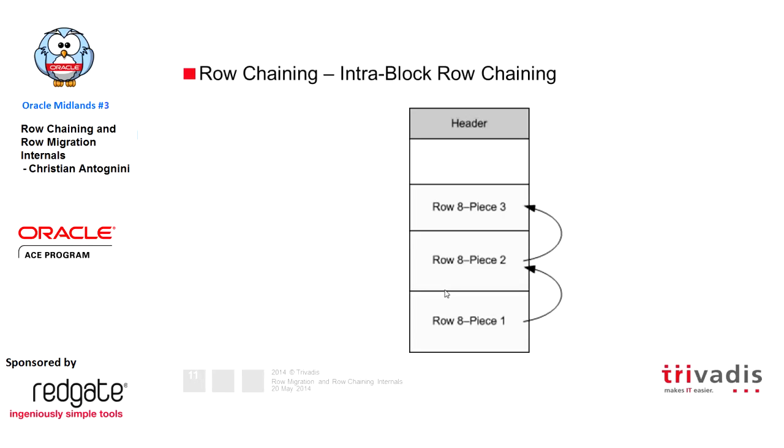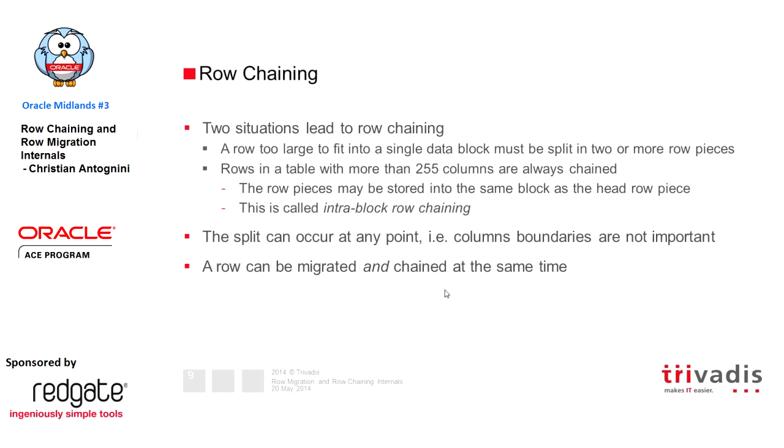Of course, this kind of chaining causes less trouble, because when you access a block, you have all the information you need. It's just internal pointers inside the block. But these are the 2 cases of row chaining: rows that are too large, or that have too many columns. An important fact is that the split point can occur anywhere inside the row. It's not that they split it at the limit between 2 columns; you can split anywhere.